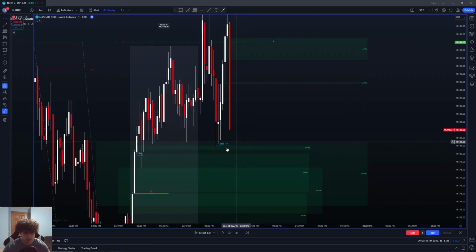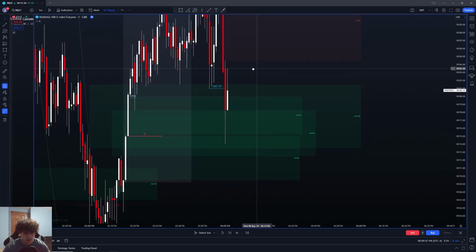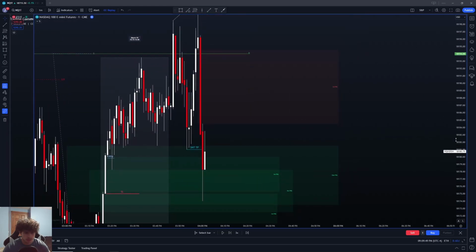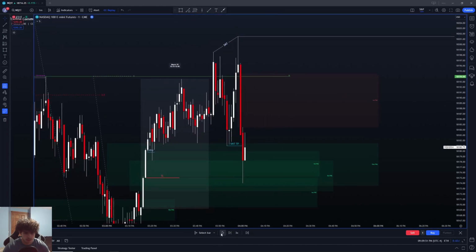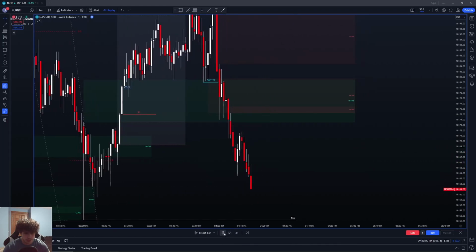Massive displacement candle down. I do expect this low to get taken. There we go. We also have these PD arrays right here. So here I would just sit and watch. Even though we do have a 1 minute here, this 1 minute is way too big for me to take a trade off of. Looks like we don't even get the entry.